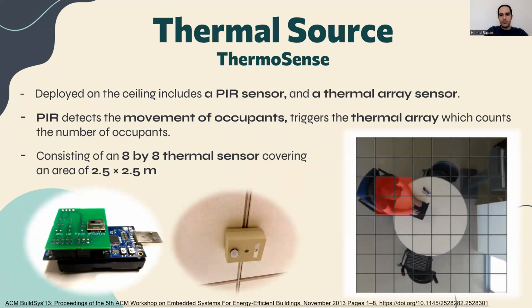Now let's briefly introduce our two input sources. The first one is the thermal-based sensing system called ThermoSense. This system is deployed on the ceiling and includes two sensors, one PIR sensor and one thermal array sensor. The PIR is in a binary detection form. It detects the movement of occupants and triggers the thermal array, which can finally count the number of occupants. It consists of an 8 by 8 thermal array sensor that can cover an area of 2.5 by 2.5 meters. And the final output is the total number of occupants detected by the sensor.